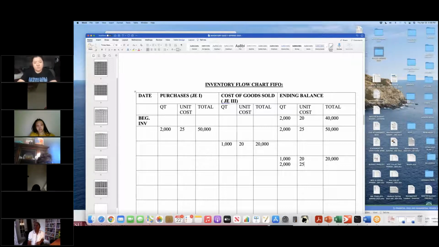Professor, I have a question. Yes. Where did you get 20 from for the unit cost? Right up here. Those are the ones we had on hand at the beginning. Okay, thank you. That's a good question.